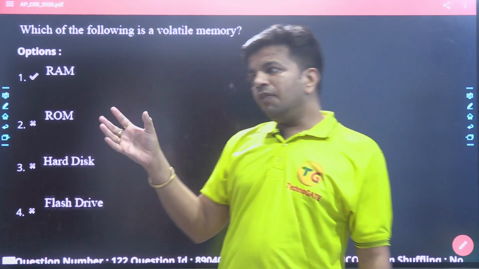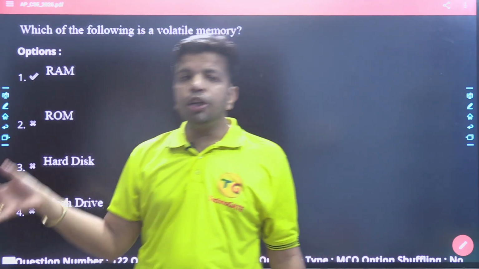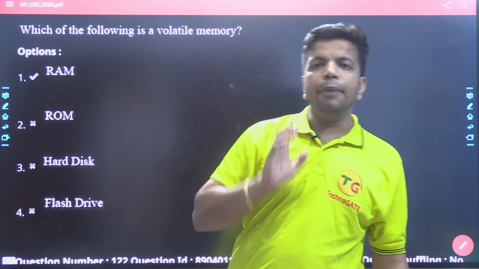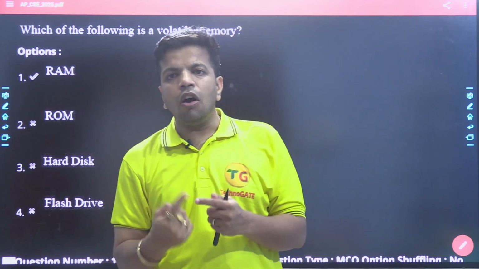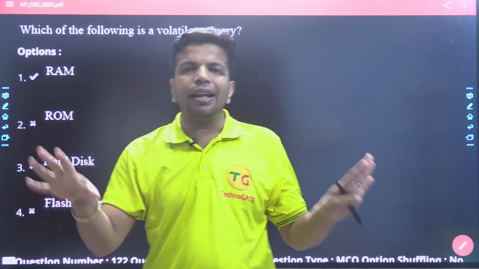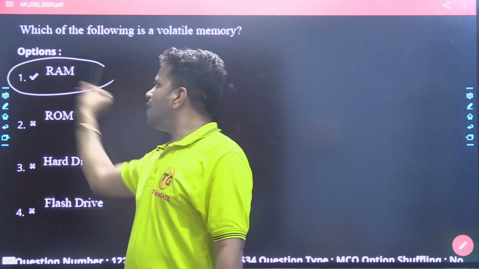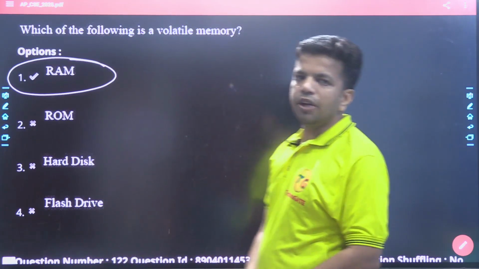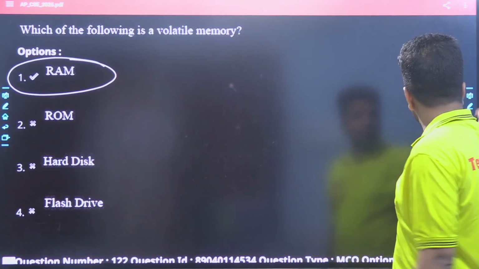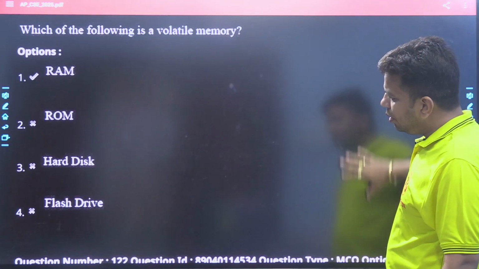Whenever you need to execute a program, you need to load that program into the RAM. Once power is off, the data inside the RAM is completely erased. So we can go with the first option. RAM is your answer. Are you getting my point? Okay, let's move to the next question.